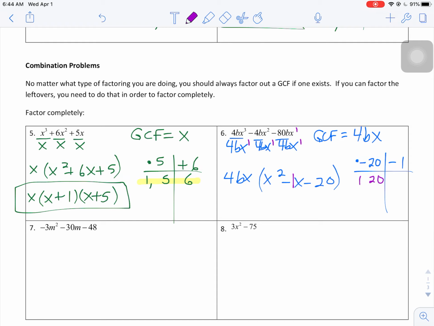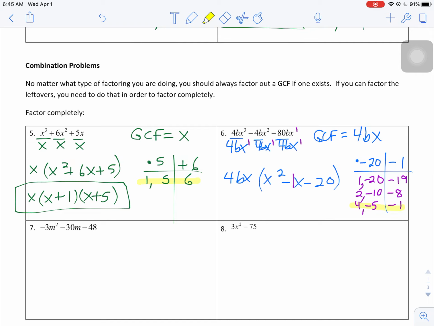So 1 times 20, the bigger number needs to be negative because I'm trying to add up to a negative number. So 1 plus -20 is -19. That doesn't work. Let me try 2. 20 divided by 2 is 10. Bigger number has to be negative. 2 plus -10 is -8. That doesn't work. 20 divided by 3 is a decimal. I'm not even going to write it down. 20 divided by 4 is 5. Bigger number is negative. 4 plus -5 is -1.